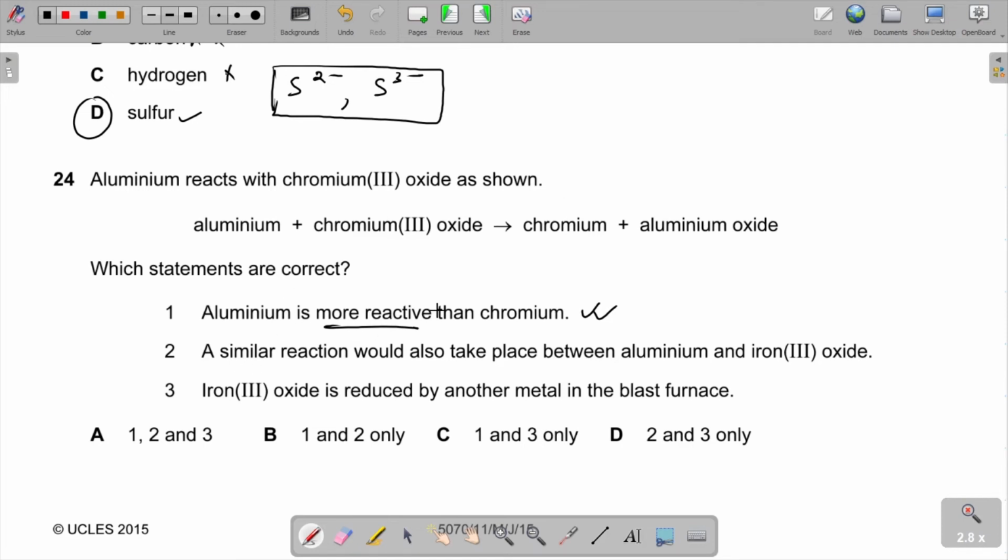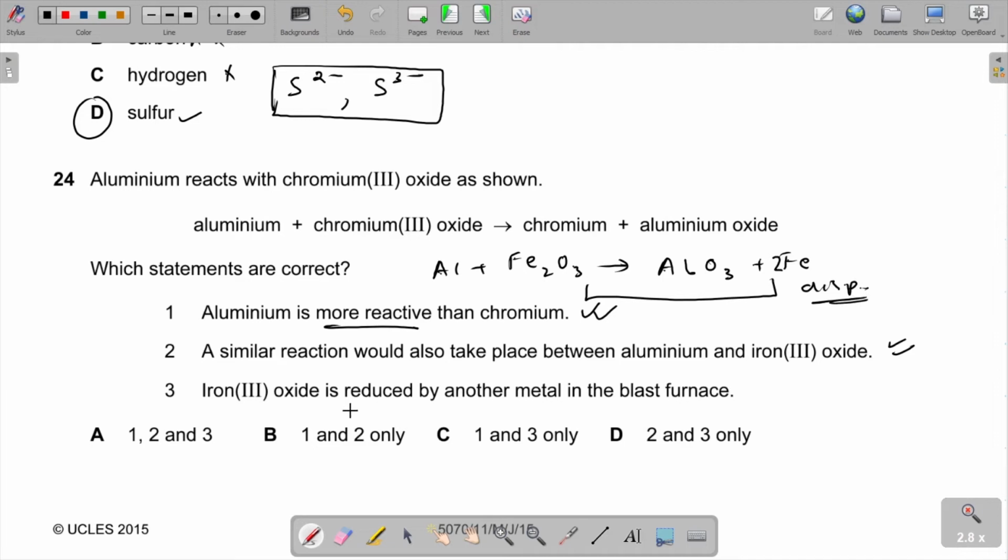A similar reaction will also take place between aluminum and iron(III) oxide. As you can see, aluminum with iron(III) oxide is going to form aluminum oxide plus iron. So yes, a displacement reaction takes place, and this statement is correct. Iron(III) oxide is reduced by another metal in the blast furnace. Iron(III) oxide is not reduced by another metal in the blast furnace, so this is not an answer. So the answer is B.